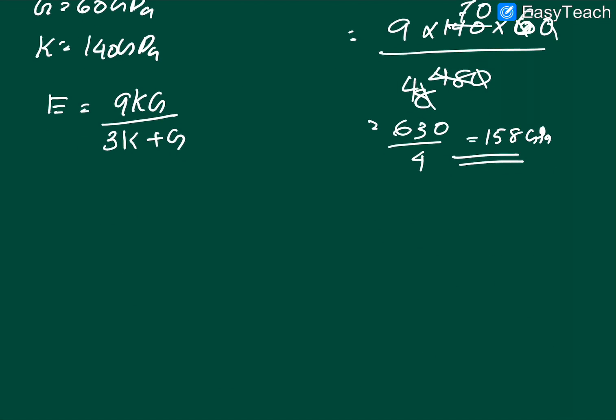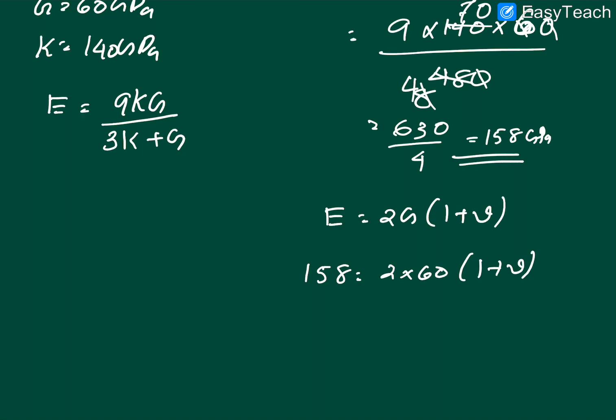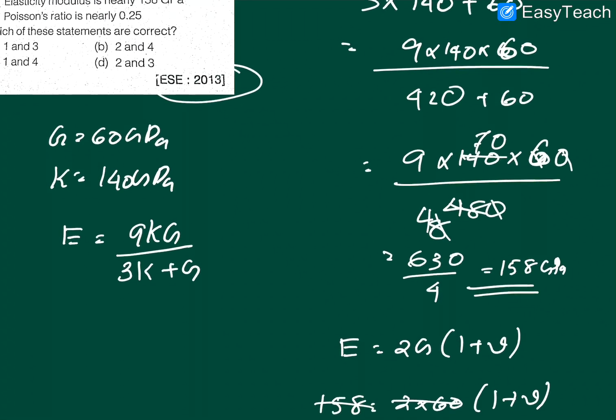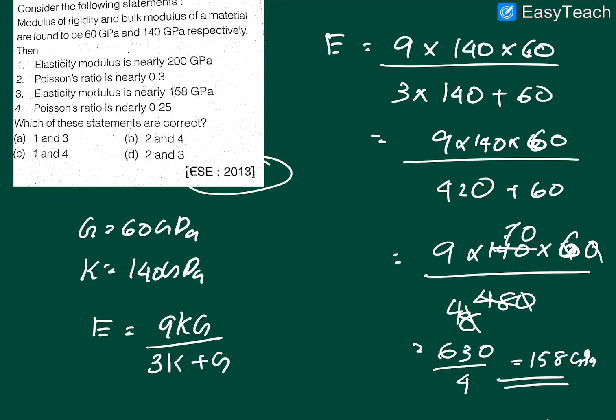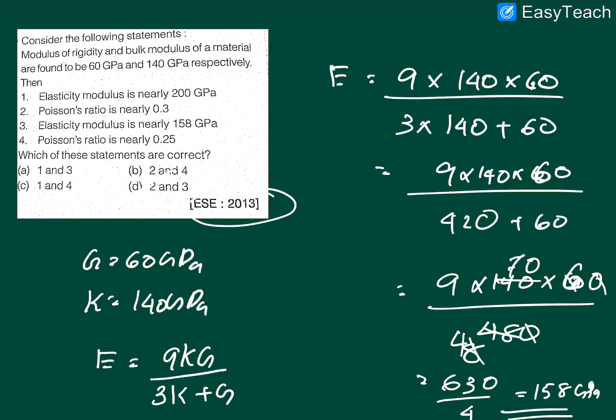From here, using any one of the relations between Young's modulus and rigidity or bulk modulus, we can find nu. For example, Young's modulus is 2G into 1 plus nu. Young's modulus now we have got 158, which is equal to 2 into 60 into 1 plus nu, so this is almost 120. Dividing, we get almost 1.33, so nu is equal to 0.3. So roughly it is almost correct at 0.3. So options 2 and 3, option D, will be the correct answer. Thank you.